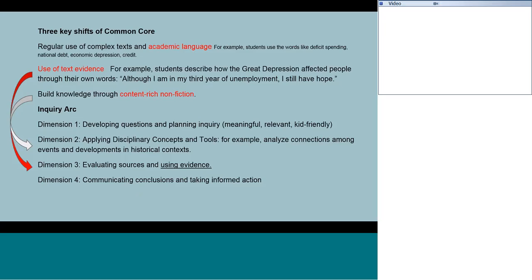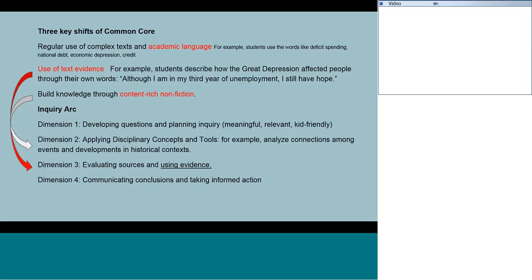Next slide, please. As I look at a unit, I think about the shifts that the Common Core has made in our teaching, and I find that the C3 has really helped me to reach some of the needs of my students and my colleagues in the Common Core. When I look at the Common Core, there are 3 major shifts. The first one has to do with the use of vocabulary. The next one has to do with the use of text evidence. For example, students describe how the Great Depression affected people through the words of people during the Great Depression.